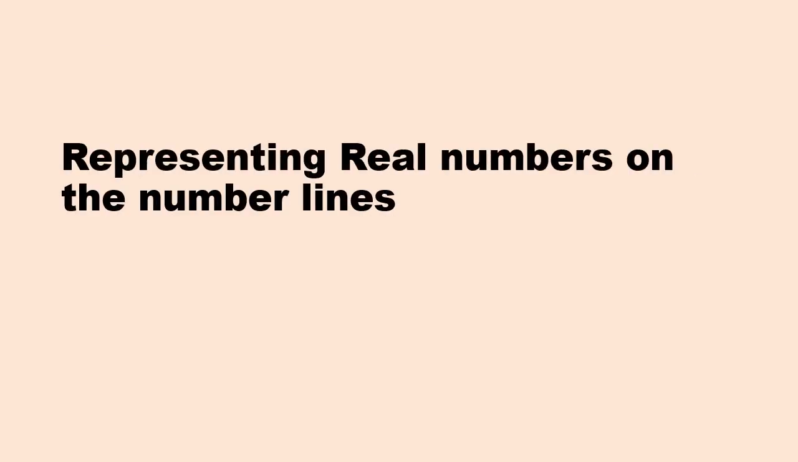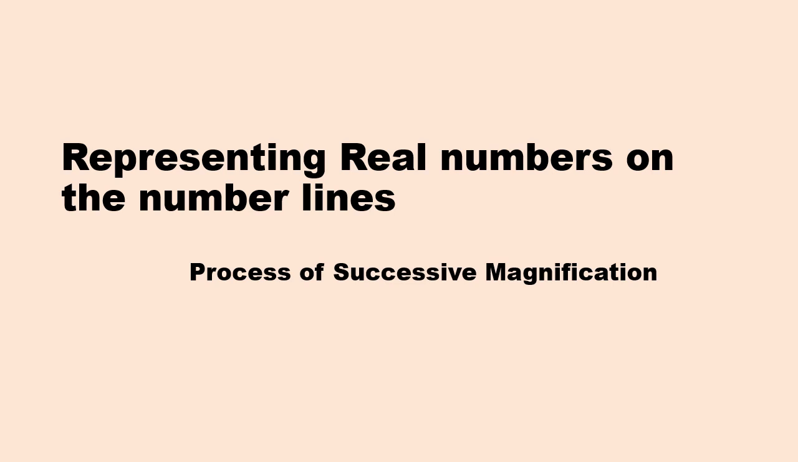Representing real numbers on the number line. On the basis of the process of successive magnification, we can say that corresponding to each real number, there is a unique point on the number line. Conversely, corresponding to each point on the number line, there is a real number.